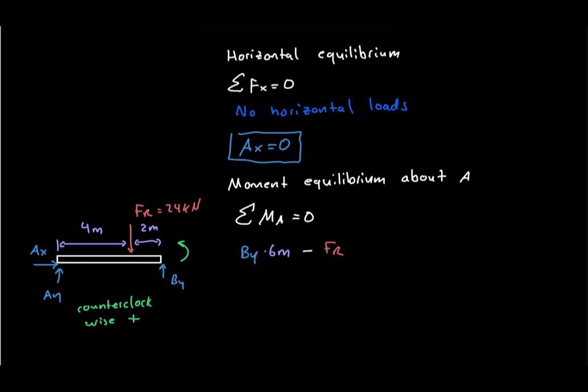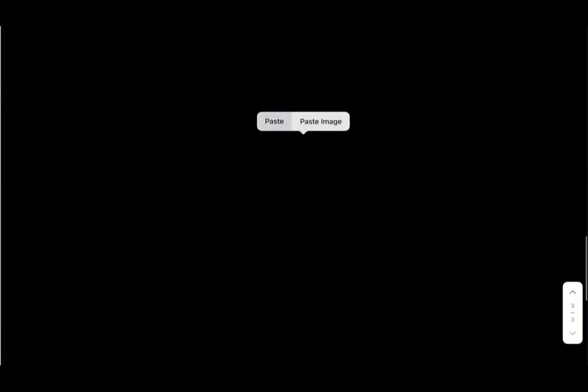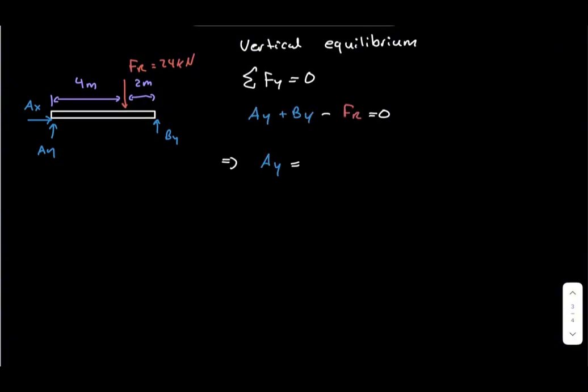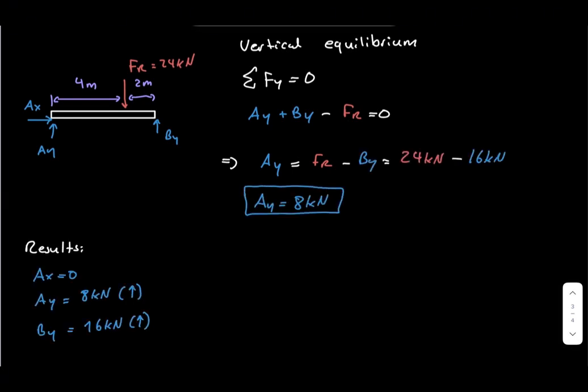Solving this equation gives By equals 16 kilonewtons. Finally, we apply vertical equilibrium. The upward reactions must balance the downward load. Substituting By equals 16 kilonewtons gives Ay equals 8 kilonewtons. The final reactions are Ax equals 0, Ay equals 8 kilonewtons, and By equals 16 kilonewtons.